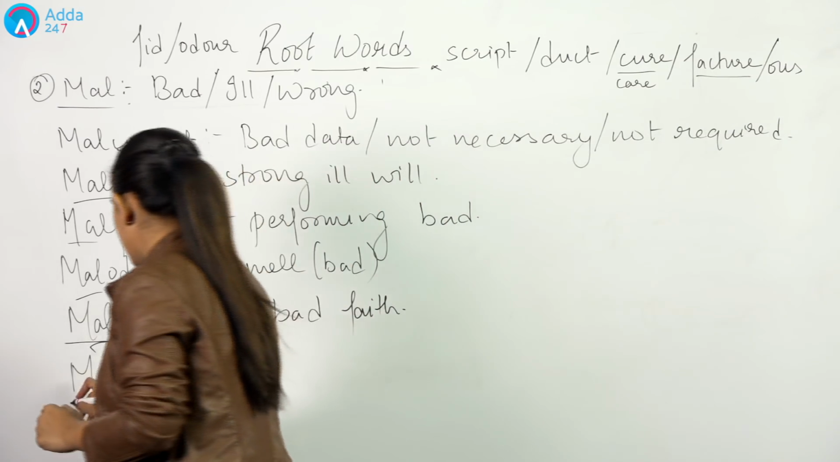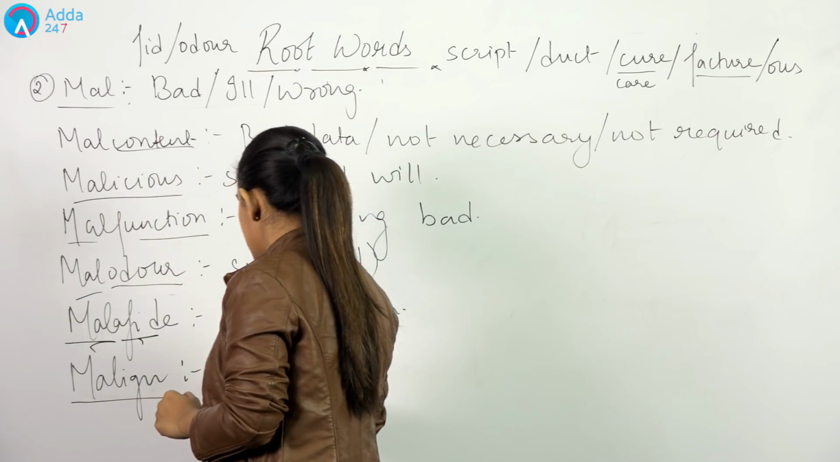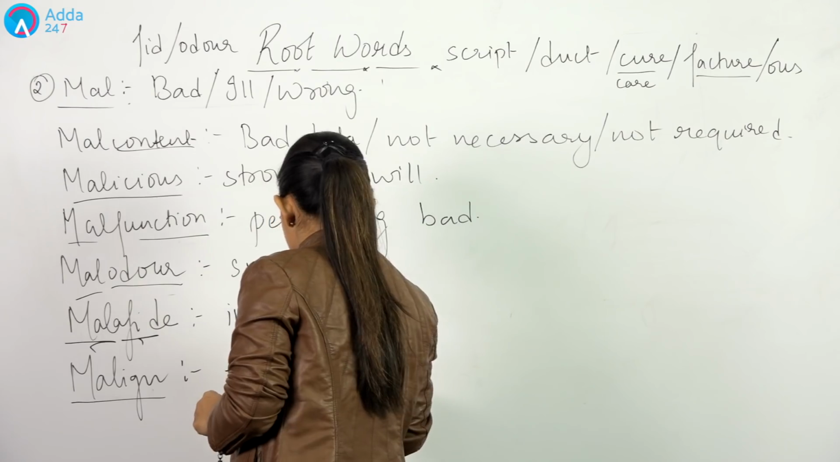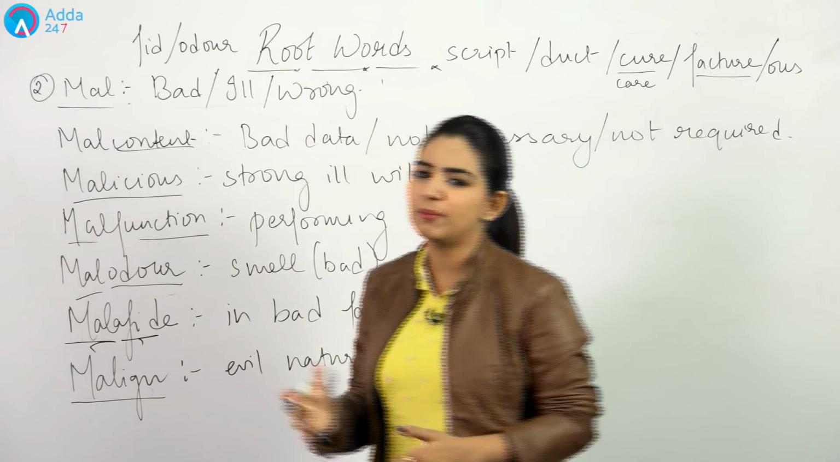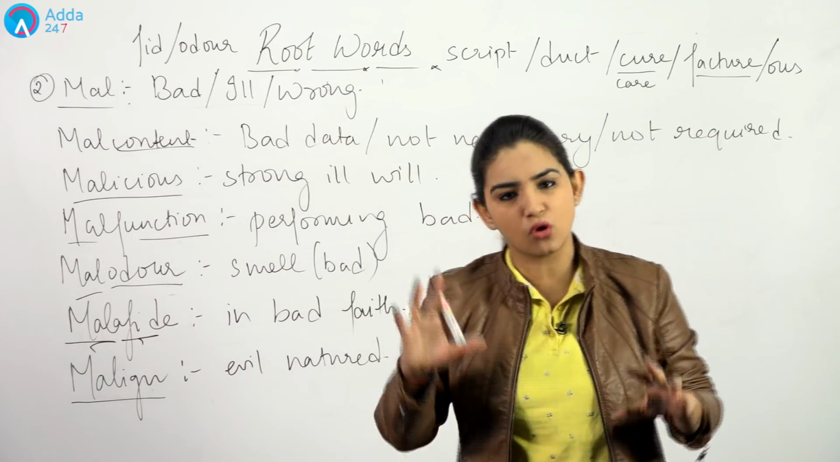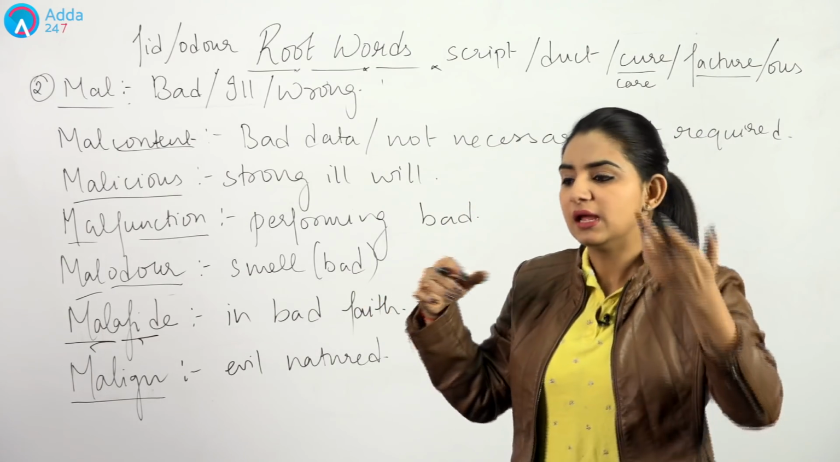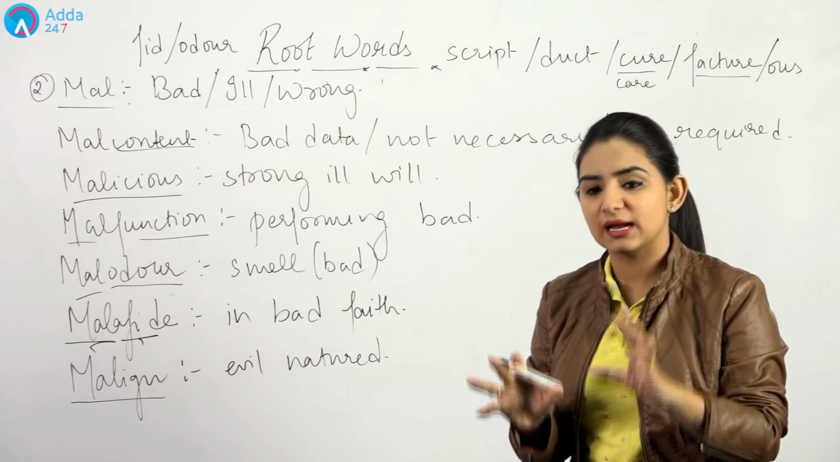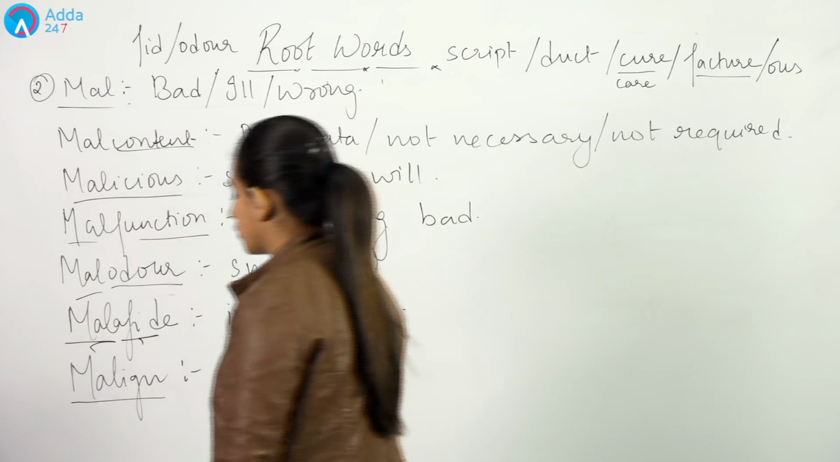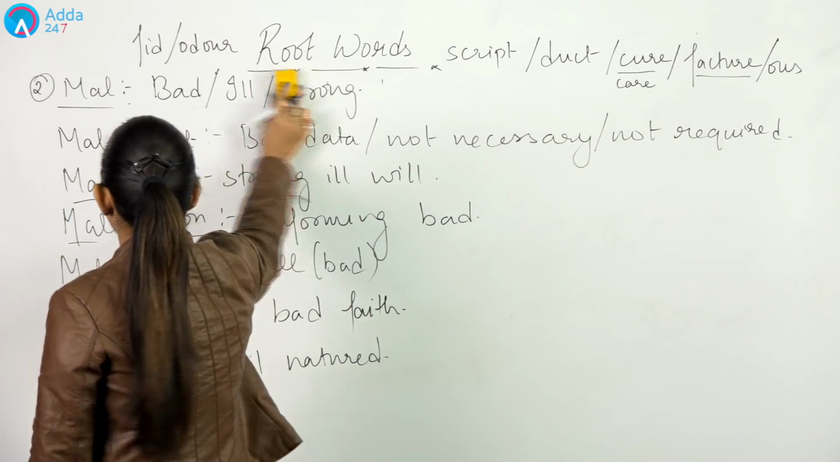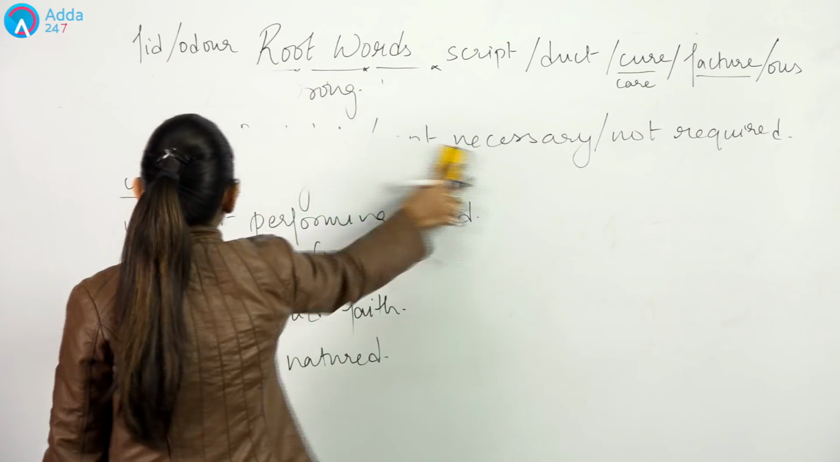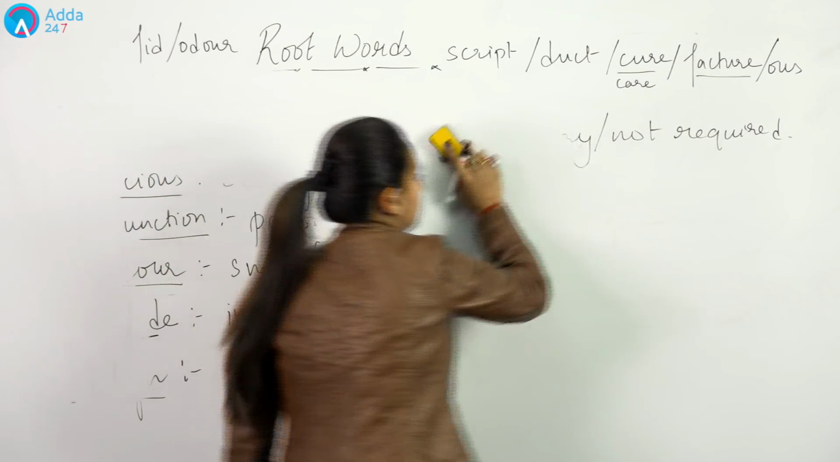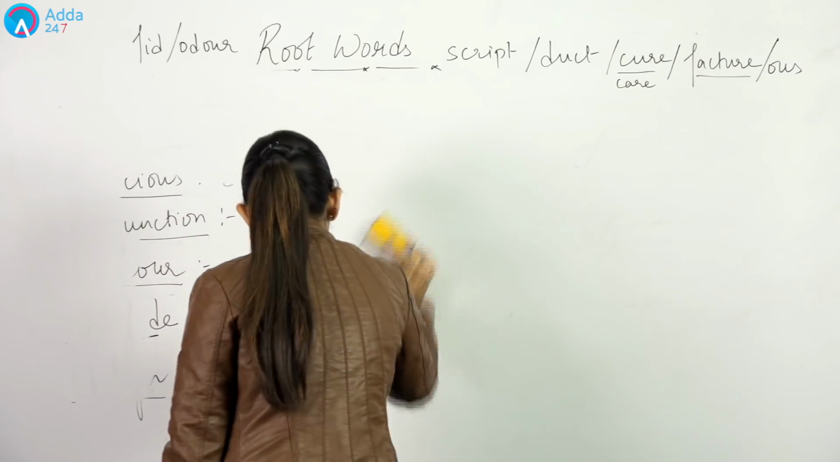And then we have the word malign. Malign means evil-natured. Somebody who cannot think good about anyone. Somebody who is always thinking bad about everybody, who thinks that everything around him or her is bad. That is what we mean by malign. So, whenever you have this word mal written somewhere, it will always define being bad, doing bad, and feeling bad about something.